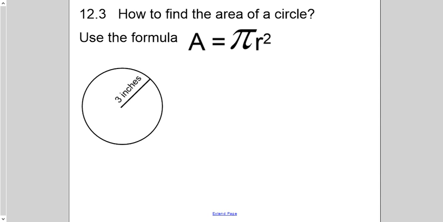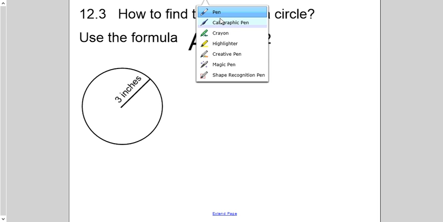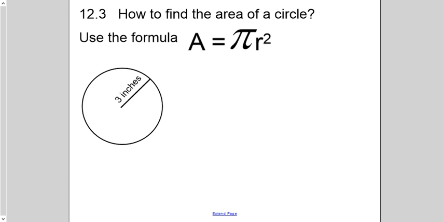How do we find the area of a circle? Now, last lesson we learned how to find the circumference of a circle, and that was how far around the circle would you have to go, the length around it. This time we're talking about the area, and it's how many square units, how many squares would it take to fill up the inside of this circle.